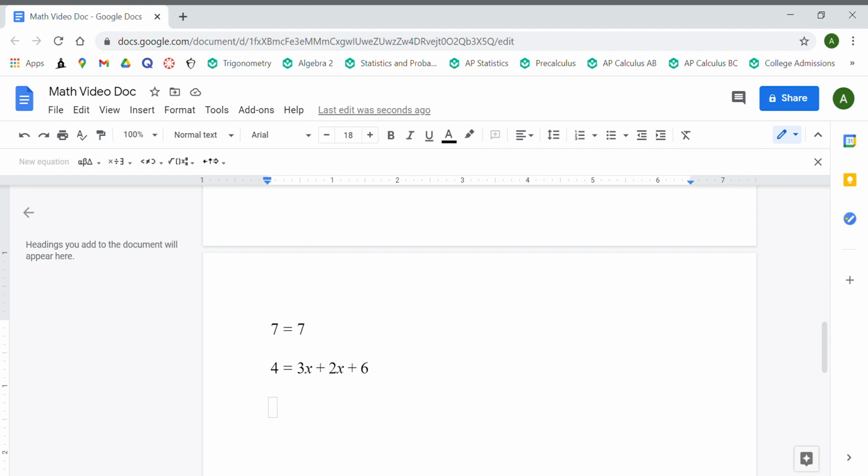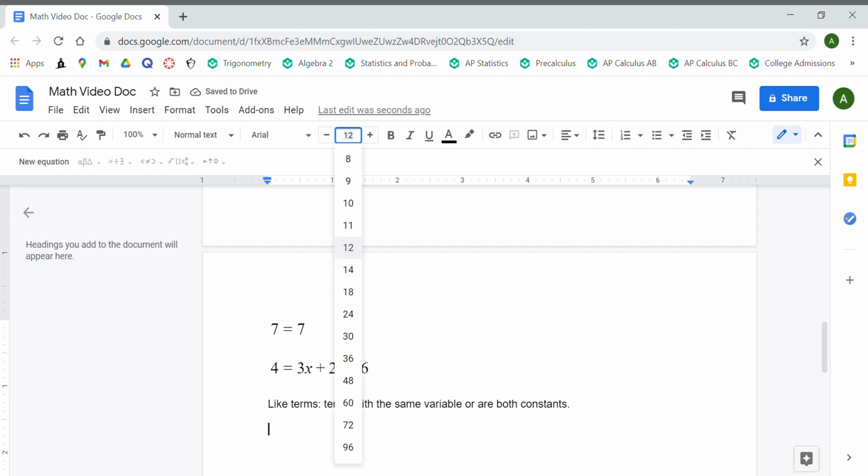In other words, they are what we like to call like terms. So like terms are terms with the same variable or are both constants, which are the numbers without the variables. So now, what do like terms mean in solving equations?